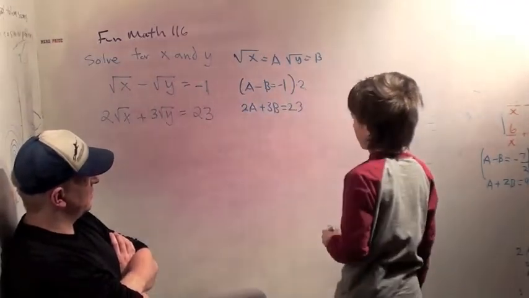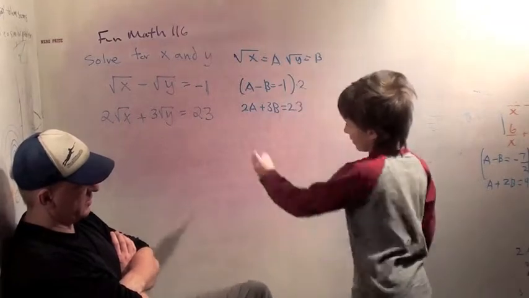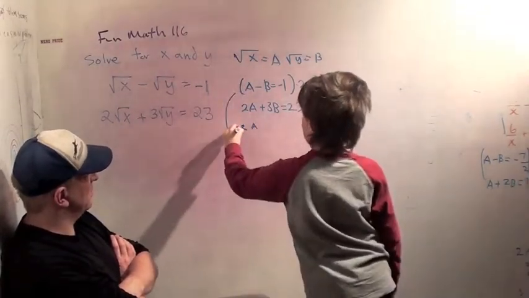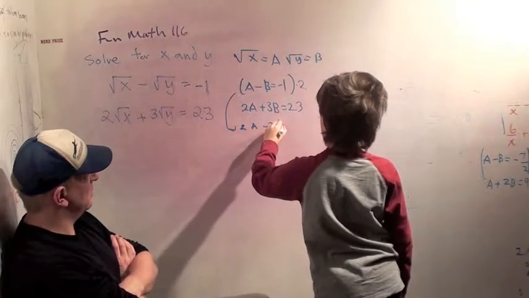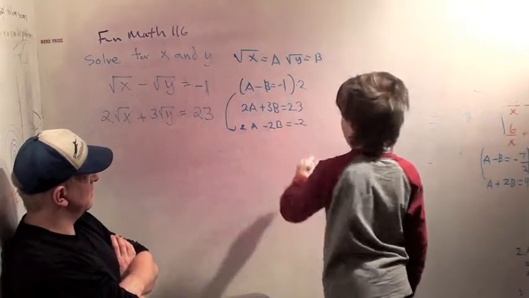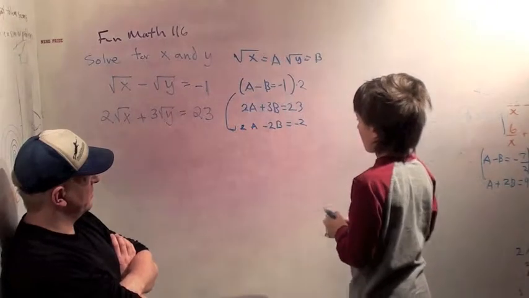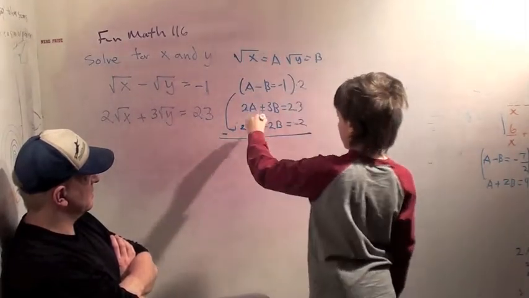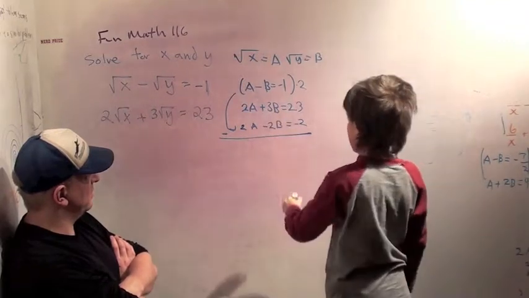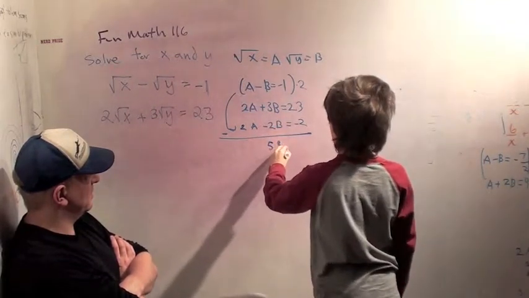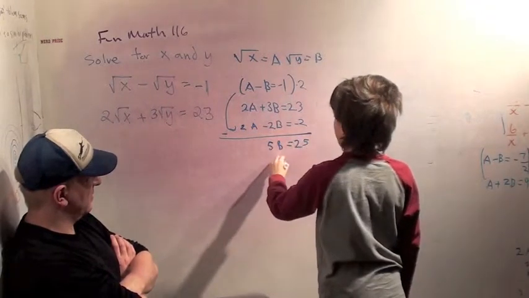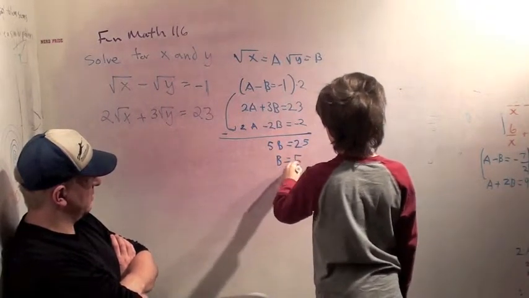Good job. Write it down here. 2a minus 2b equals minus 2. What are you going to do now? I can subtract them this way. So 3b minus 2b is 5b, and 23 plus 2 is 25. B equals 5. What happened to the a's?